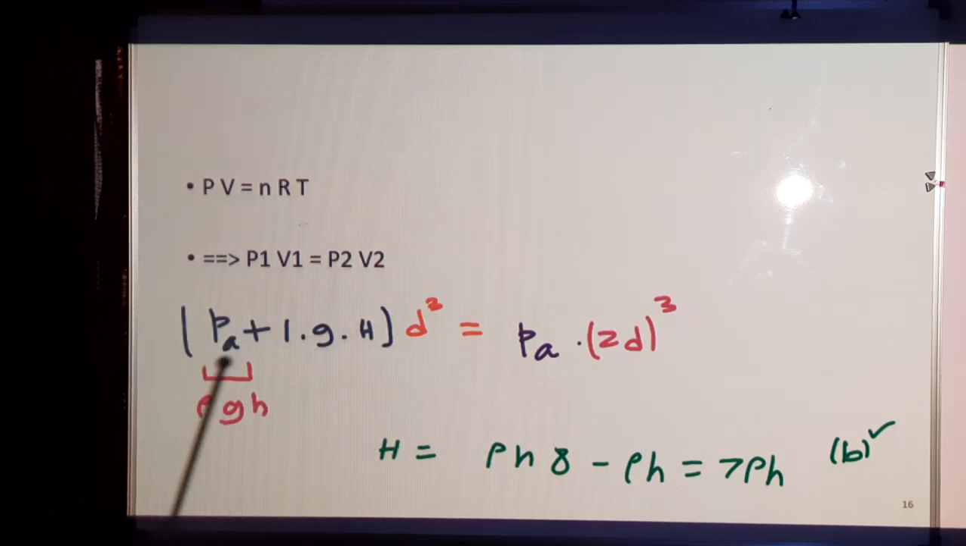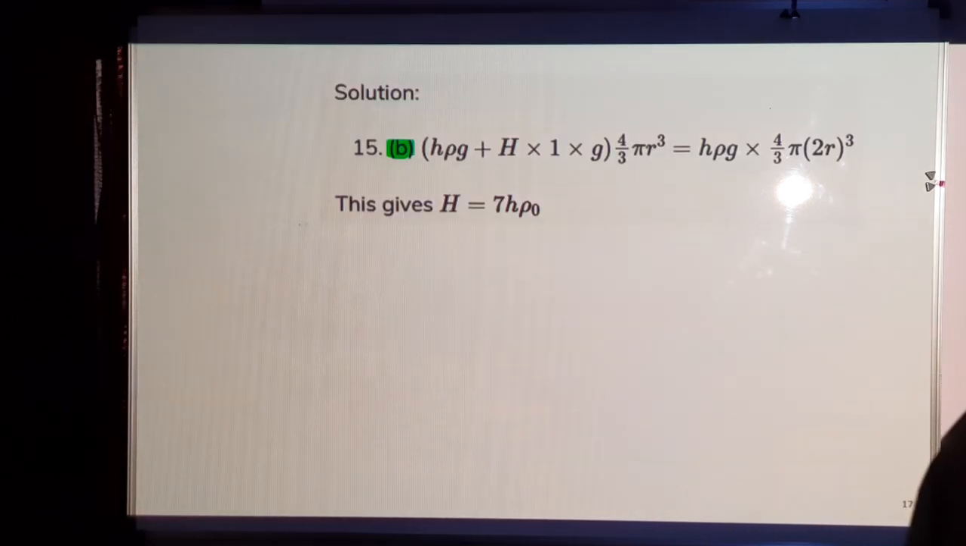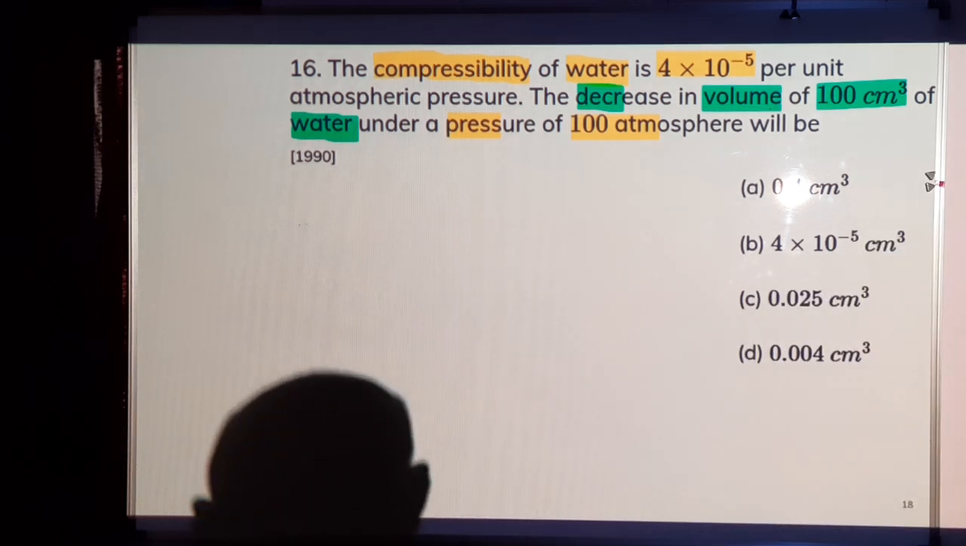P1 at the bottom is atmospheric pressure plus the pressure with the water, and this is rho g h of water, and rho in terms of relative density will be 1, and atmospheric pressure is rho g h, and this rho is mercury density, and this height is mercury height. So there is a factor of 8 here, because on the top the diameter is doubled, so volume has become 8 times. This is the next question.